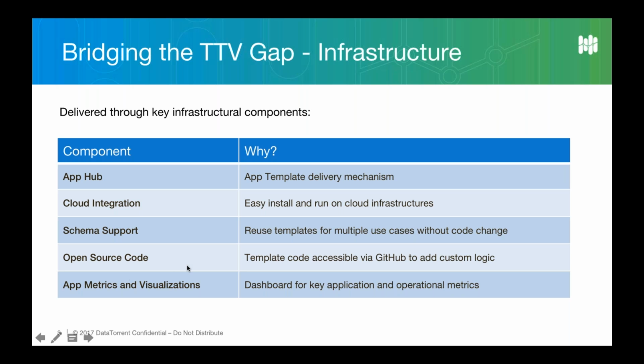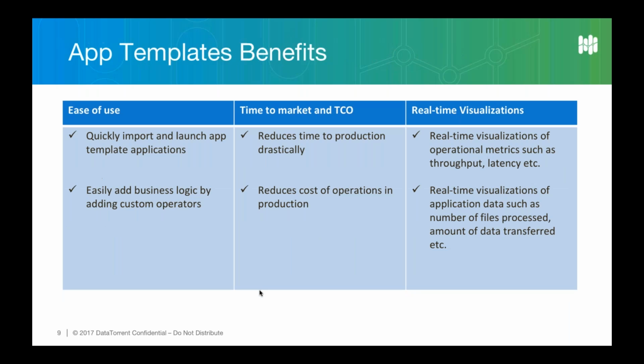And the other thing is application level metrics and visualization. Since DataTorrent has real-time visualization capability, we are adding pre-built bundle dashboards into this application template that are relevant to the template. So for example, if you're moving data from S3 to HDFS, you might be interested in metrics such as how much data you are moving in terms of number of gigabytes, or you want to know the number of files, or number of files per day, and so on, right? All of those metrics that are relevant to the application template will be available.